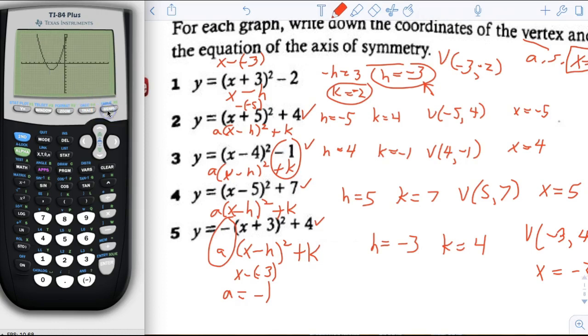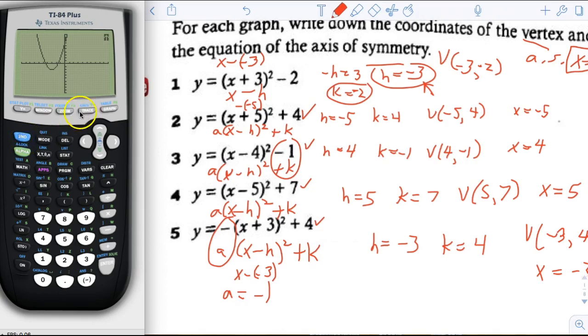One of the ways you could do it is you could do second calc min and find this point here. The second calc min button sequence will find the minimum point on the graph, and the minimum point happens to also be the vertex, right? If you have a vertex that opens up, you're looking for the minimum point, and if you have an upside down one, you're going to look for the maximum point. So let's do that real quick.